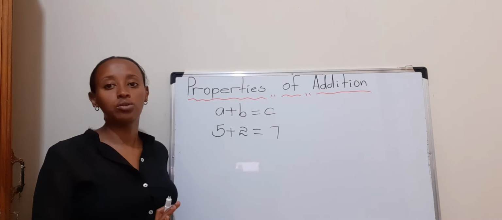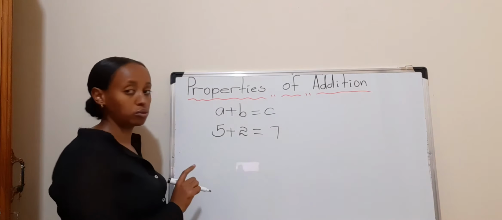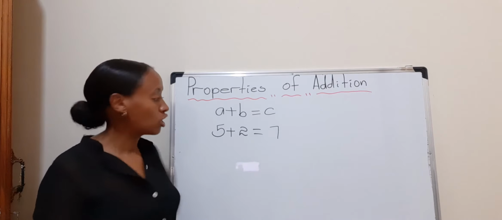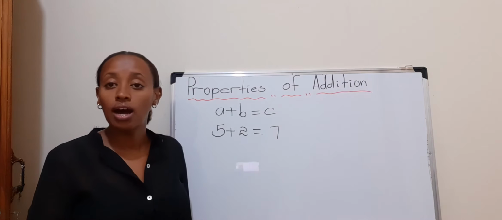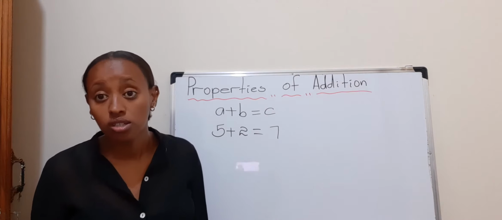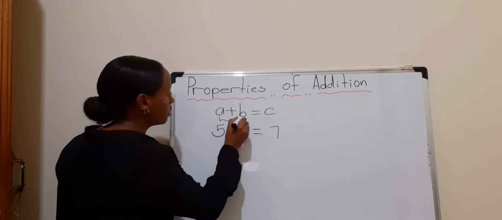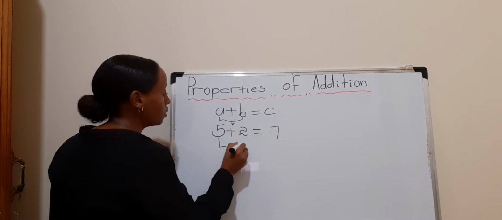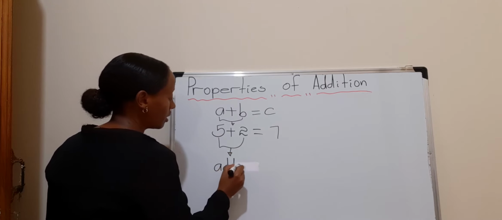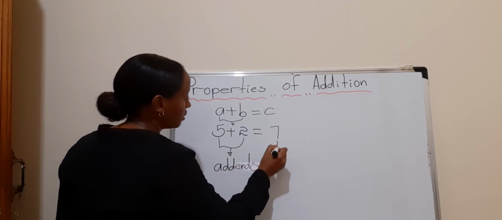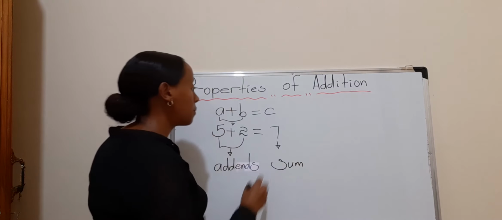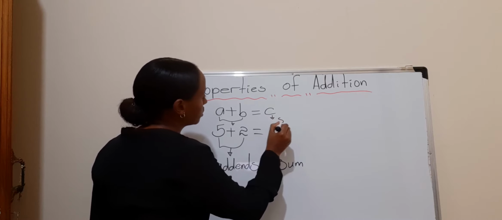The thing that I want to tell you is that 5 and 2, we call them addends. What do we call them? Addends. Or A and B, we call them addends. And the result of addition is what? It is the sum. So A and B, and 5 and 2, are the addends, and the result of addition, C, is the sum.